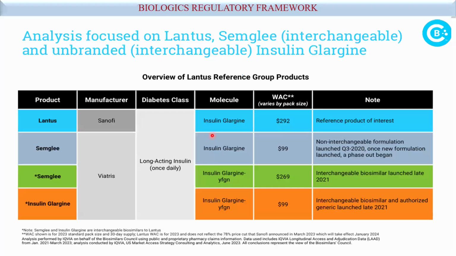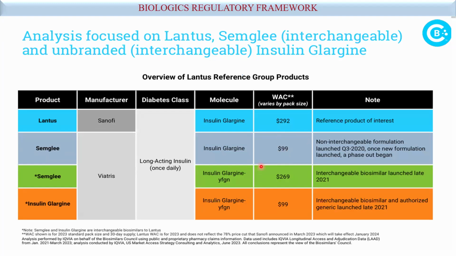So where the government body could buy at $292, now this Semglee brand of insulin glargine can be bought at $99. So it can serve 3 patients instead of 1 patient. From this point of view, government bodies will be looking to go for this kind of product so that they can save many lives.